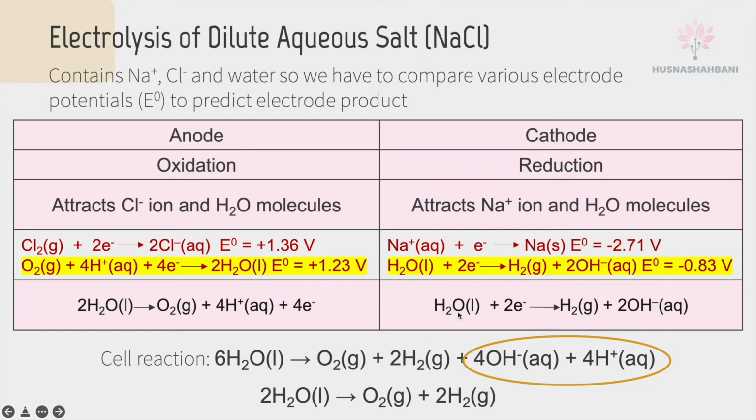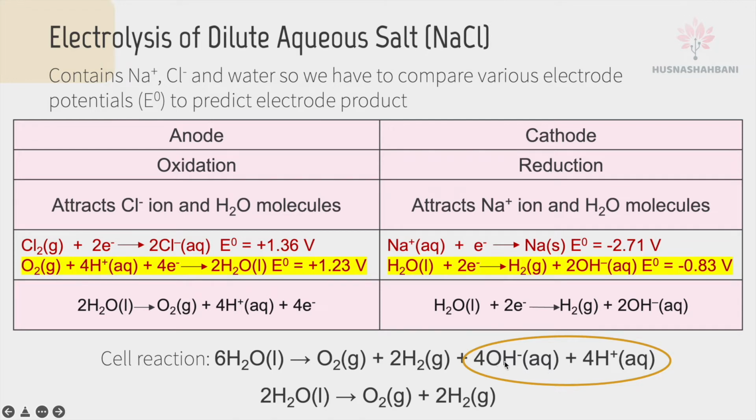Cathode reduction, write the reduction equation for water. H2O liquid plus electron, it will produce hydrogen gas and OH minus. Cell reaction, so half cell between these two, half cell equation, and then if you combine these two together, cancel out the electron, this equation times 2 to make this electron 4, and then you can cancel out here 4 and 4, and then this is the overall cell equation.